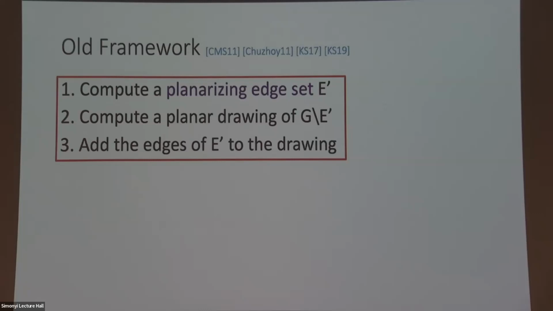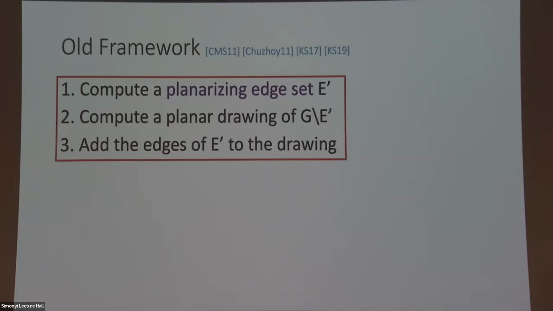The second step is to compute a planar drawing of the remaining graph, because we do know that it's already planar. We can compute a planar drawing of it, and that's what we do. We draw it in a planar way. The third step is to add the deleted edges back. In this way, we just obtain a drawing of the resulting graph.